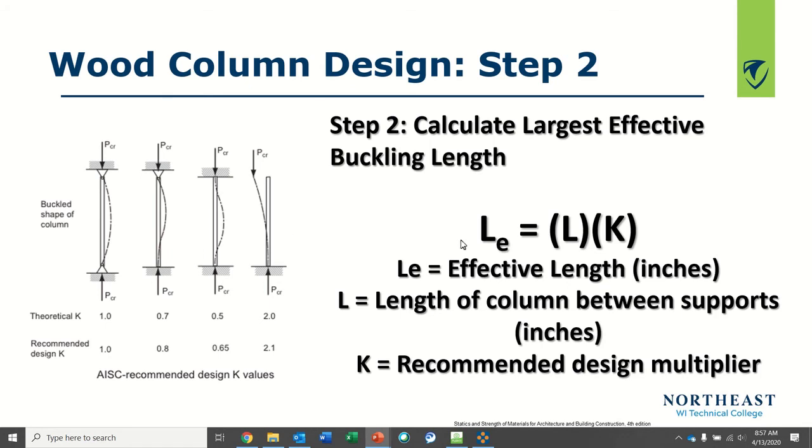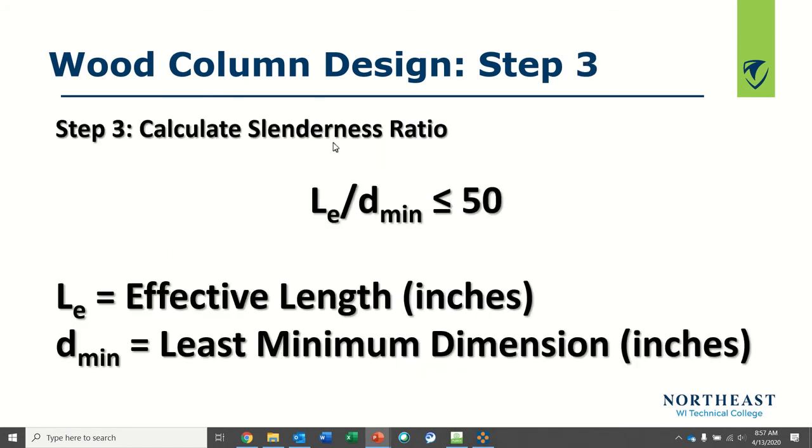Step 3, calculate the slenderness ratio. The slenderness ratio is effective length divided by my minimum dimension. So the previous example was 1.5 inches or 5.5 inches, right? If the ratio is less than or equal to 50, we should be okay for a slenderness ratio to help prevent buckling.